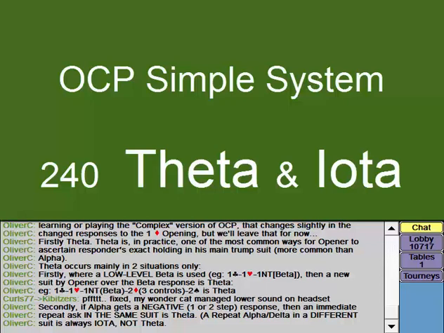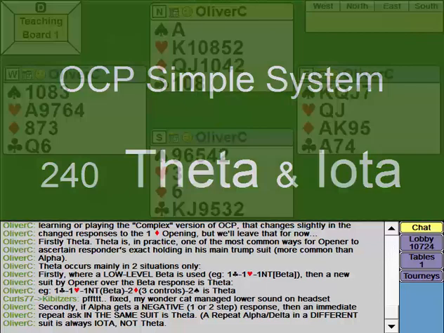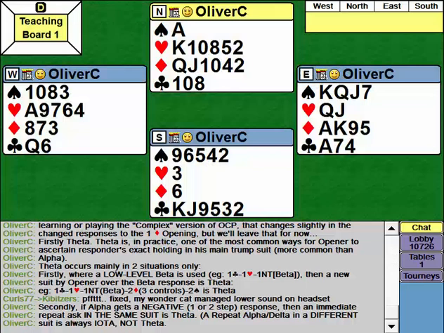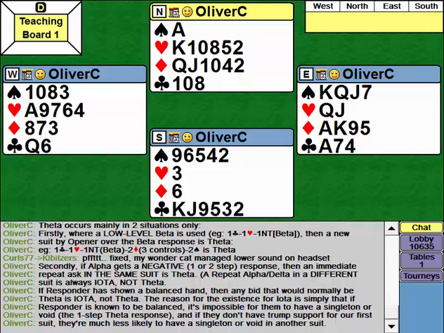If you're not confused yet, then I've failed miserably. But essentially, iota and theta are very closely allied. And iota is simply a slightly crushed version of theta. Okay, originally we only had theta. There was only theta and iota didn't exist.